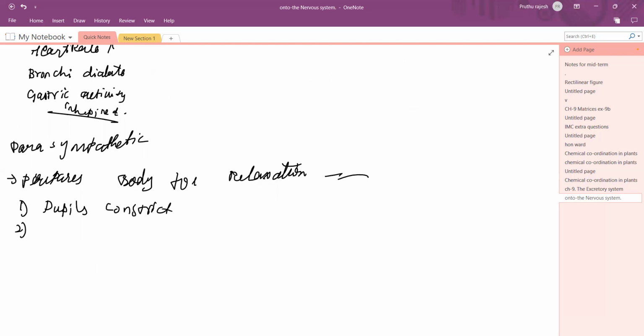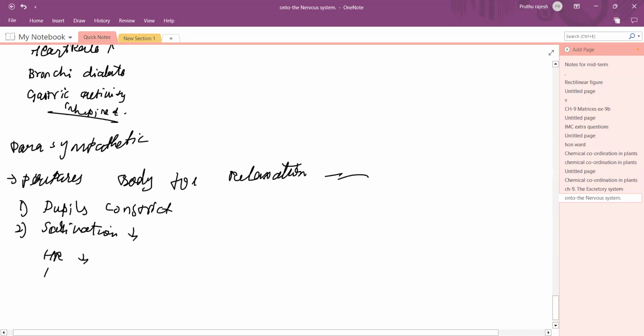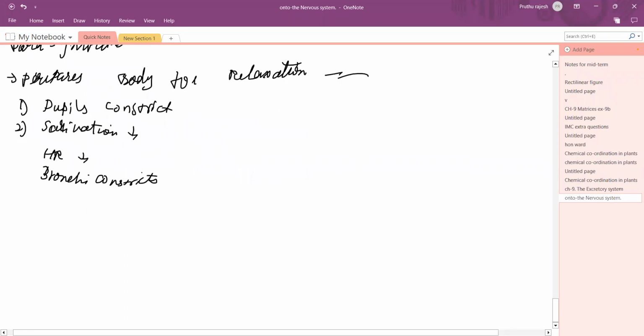Second point is heart rate. Salivation decreases, heart rate decreases, bronchi constricts, etc. etc.